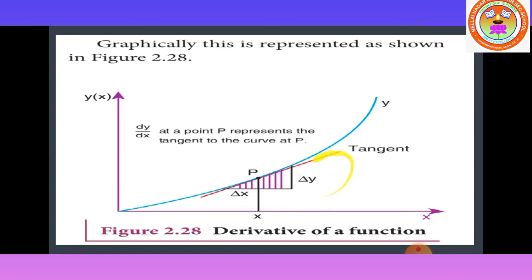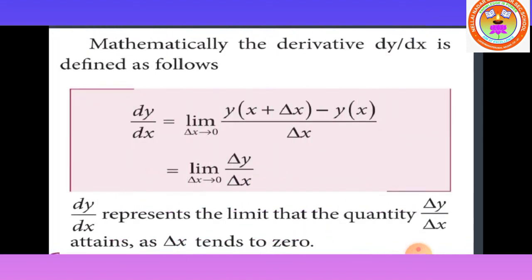That gives the value of del y divided by del x, that is dy divided by dx at a point P. Here this is a point P. We are taking this slope at a point P, which represents the tangent to the curve at point P. The tangent to the curve gives the value of dy divided by dx. It is also equal to del y divided by del x. So dy divided by dx represents the limit of the quantity del y divided by del x.